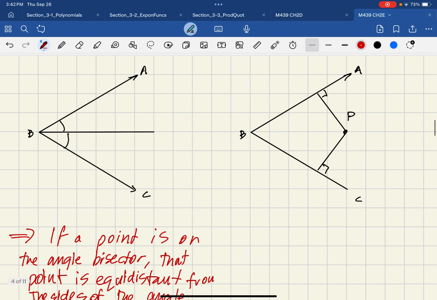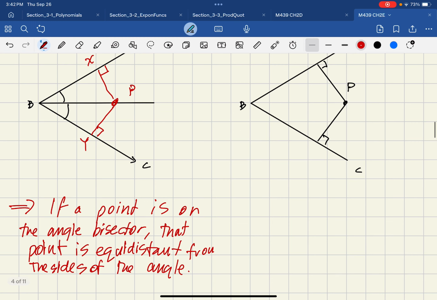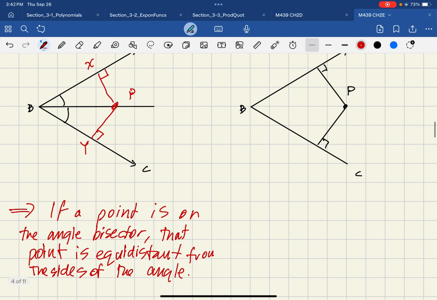So let's go ahead and think about what would happen. We'd first put a point, let's call it P, on the angle bisector, and then we'd measure the distance from P to BC, so we'd measure that distance perpendicularly. Each one of those would have some meeting point. I think the way your book labels these are as X and Y. And what we're trying to show is that PX is equal to PY.